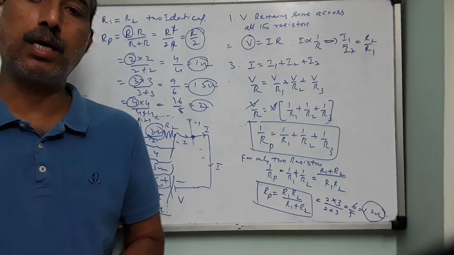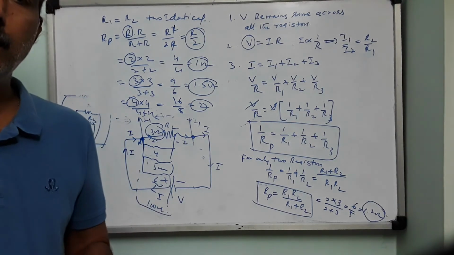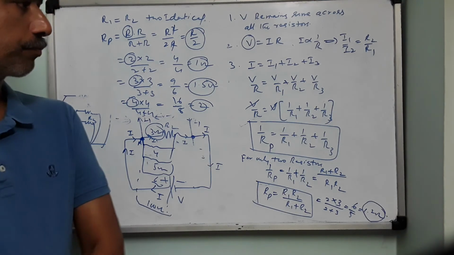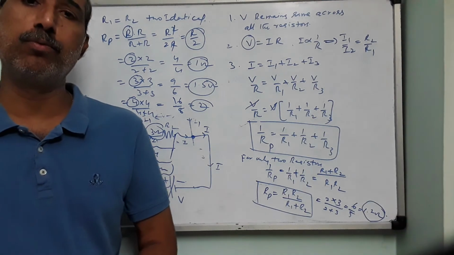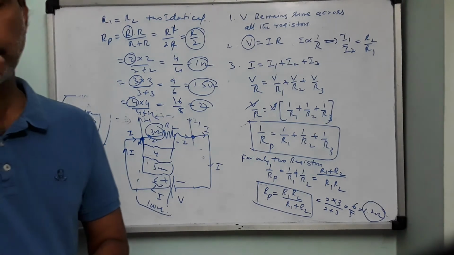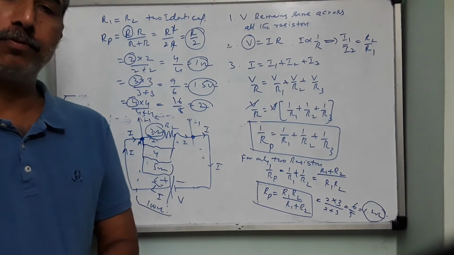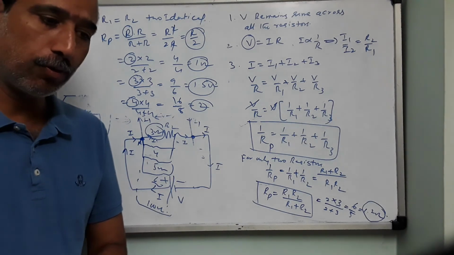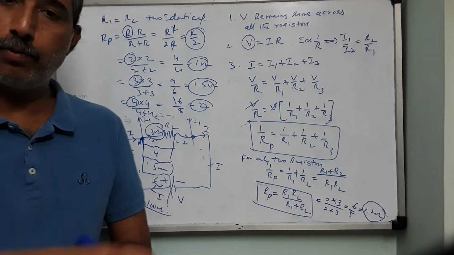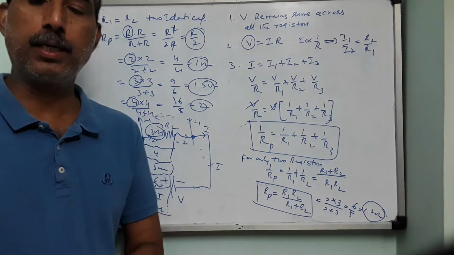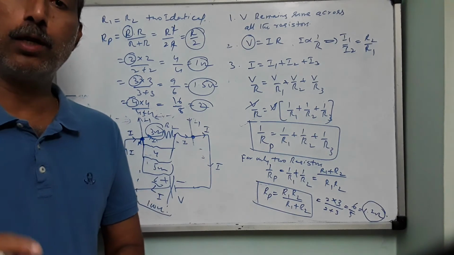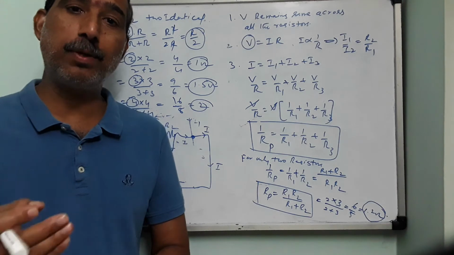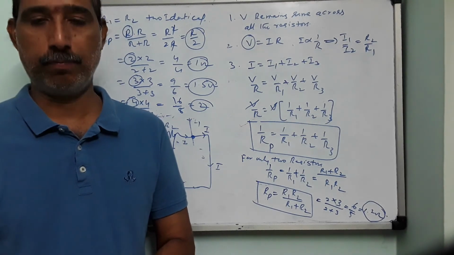You are designing an electrical or electronic circuit, whatever it may be. You have all resistances with you: 1 ohm, 2 ohm, 3 ohm, 4 ohm, 5 ohm, 6 ohm, like that. But you need a resistance which is less than 1 ohm, maybe 0.5 ohm. You don't have any such 0.5 ohm resistor in your lab to pick up and connect in the circuit. Then what do you do? You take two 1 ohm resistors and connect them in parallel, then you will get 0.5 ohm.